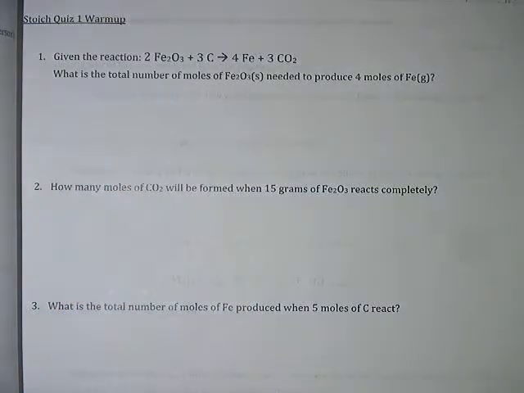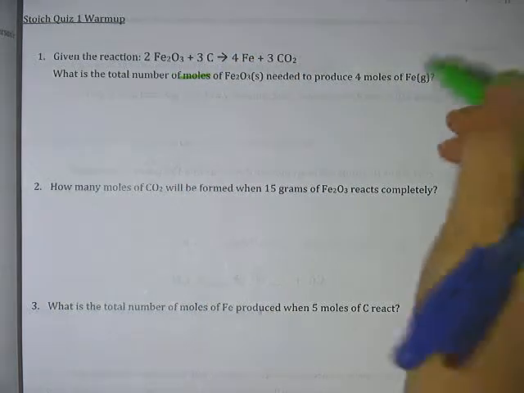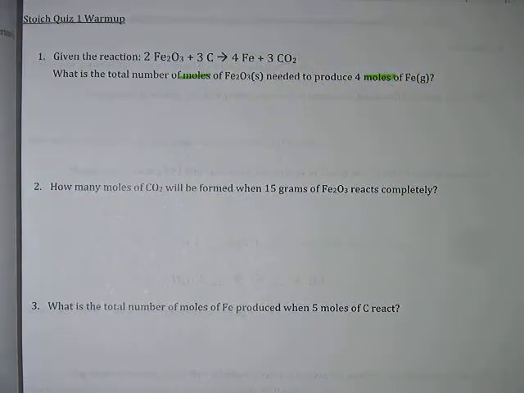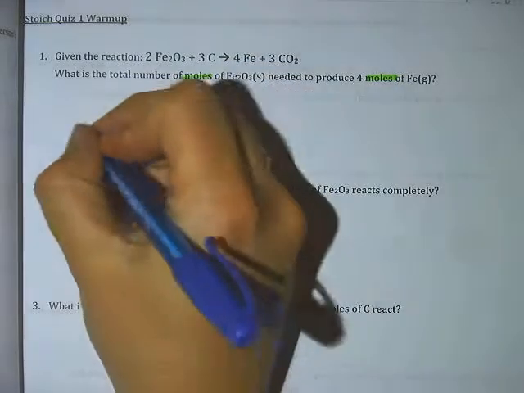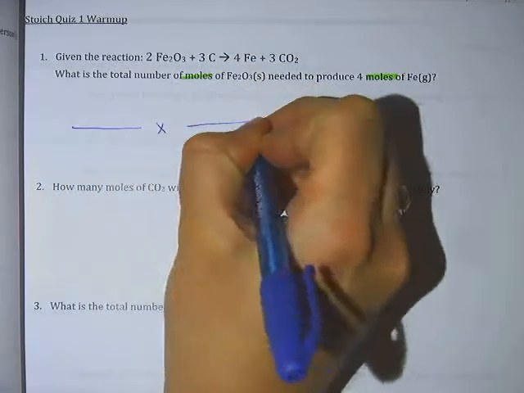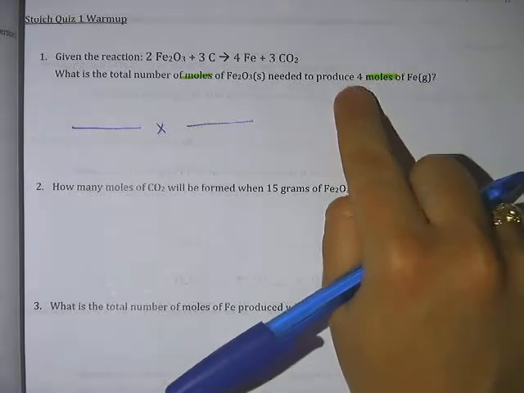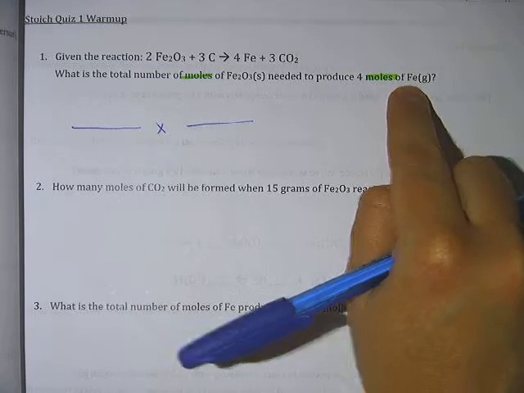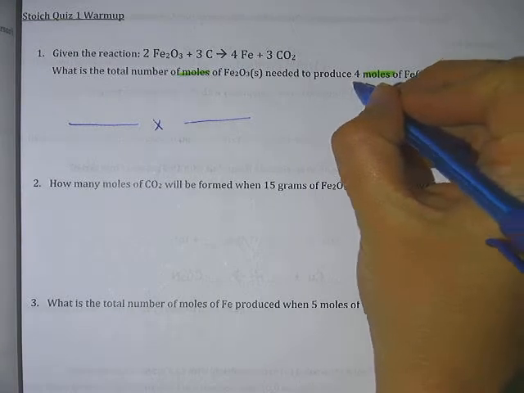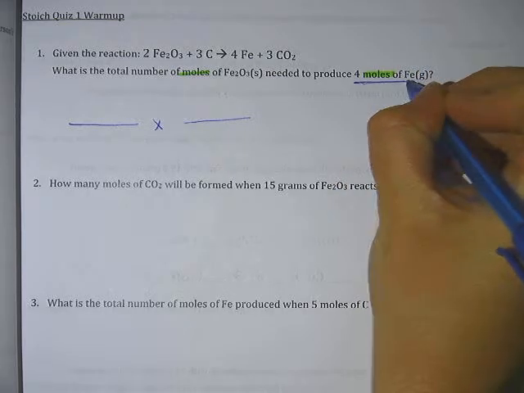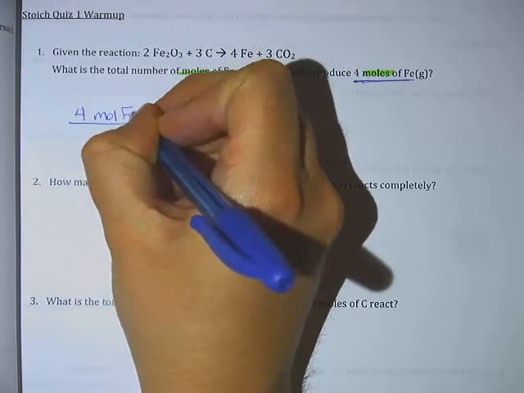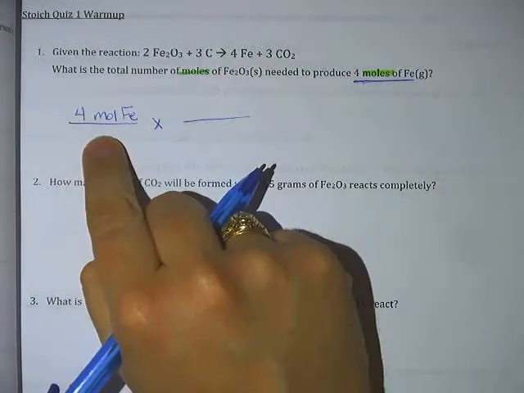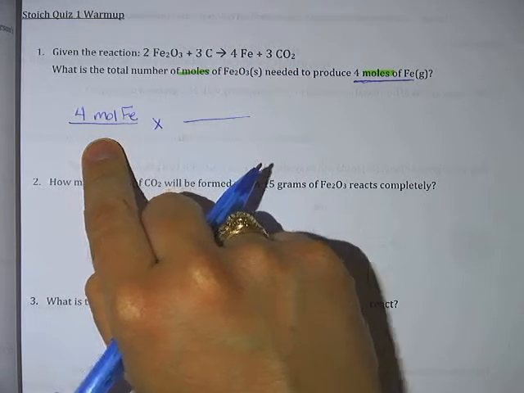Number 1, what is the total number of moles of Fe2O3 needed to produce 4 moles of Fe? So if you have moles and moles, how many fractions is moles and moles? 2. And always, whatever they gave you goes on top of the first one. And this time they gave us 4 moles of Fe. So I'm going to write 4 mole Fe.